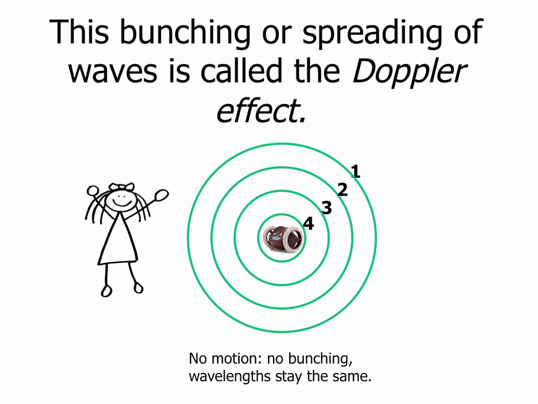This bunching or spreading of the waves is the Doppler effect. If there's no motion between the clock and me, then the wavelengths stay the same and there is no effect. Now this doesn't mean that we aren't necessarily moving. I mean, perhaps I'm sleeping in a car and Clocky is on the seat next to me, but as long as I am not moving relative to Clocky, I will not experience any Doppler effect.